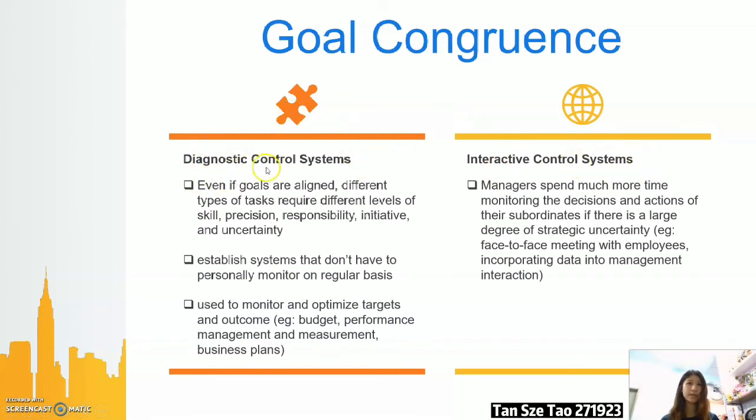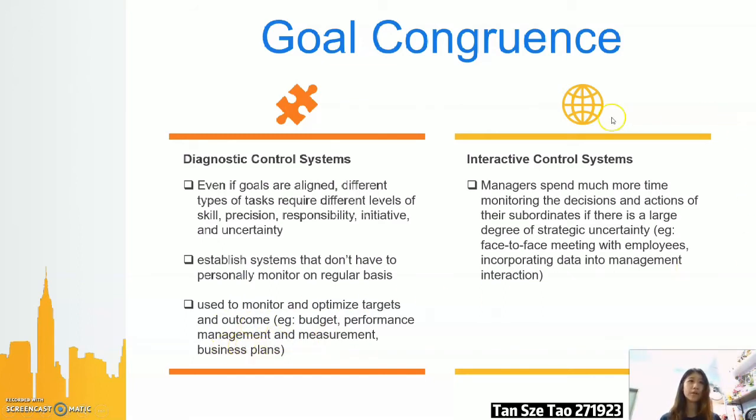Let's talk about the diagnostic system first. Even if goals are aligned, different types of tasks require different levels of skill, precision, responsibility, initiative, and also uncertainty. In most situations, managers establish systems that they don't have to personally monitor on a regular basis, and these are called diagnostic control systems. This type of system is used to monitor and optimize targets and outcomes, for example, budget, performance management and measurement, and also business plan.